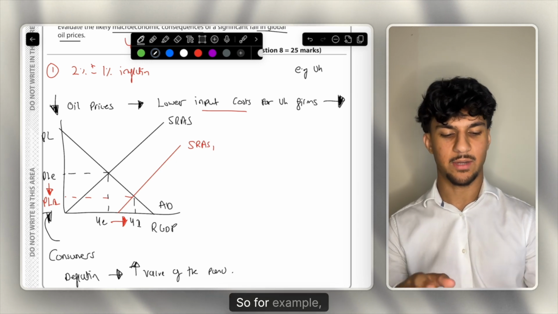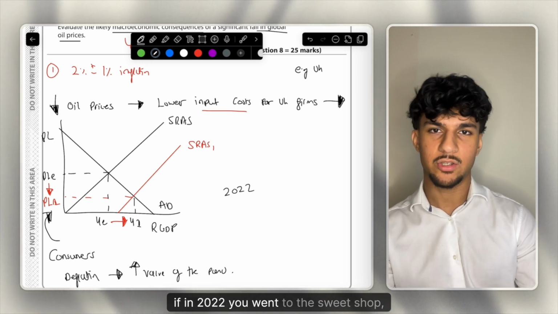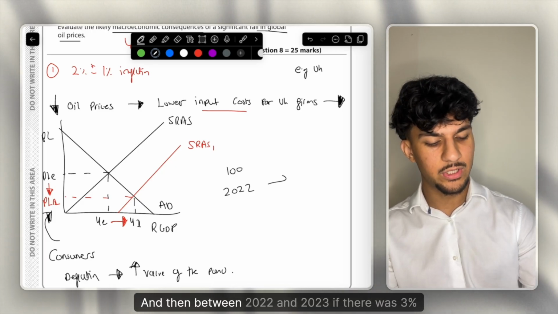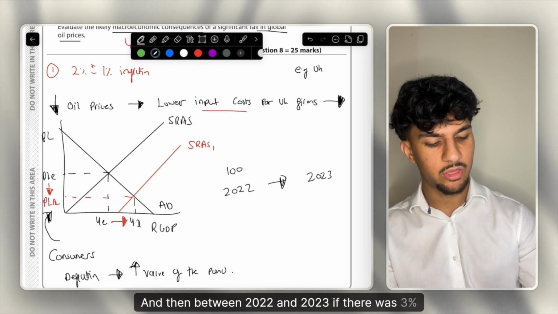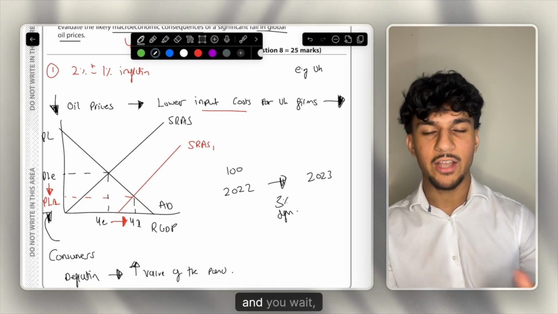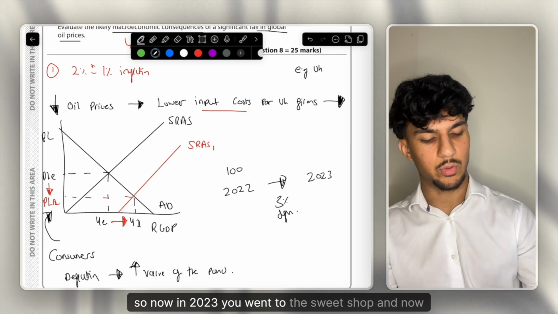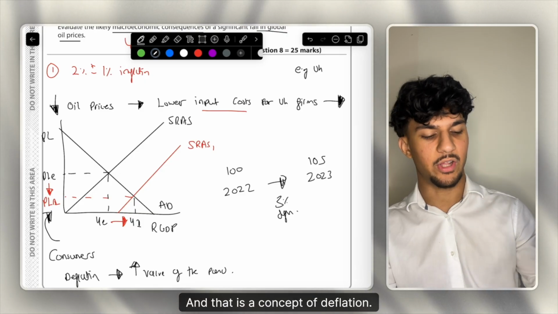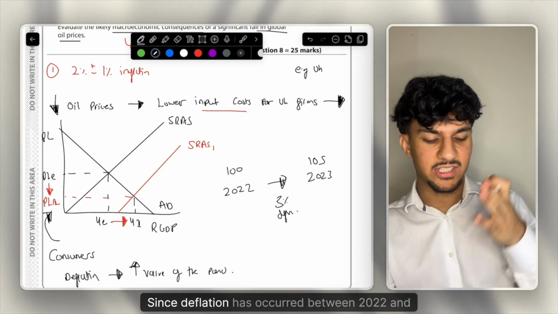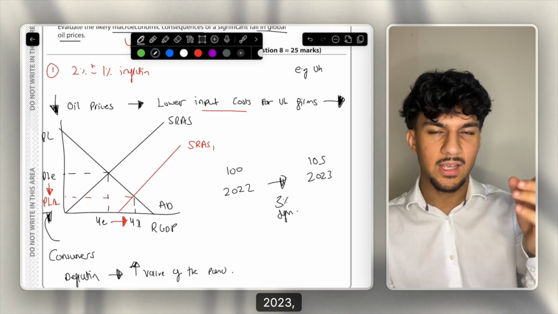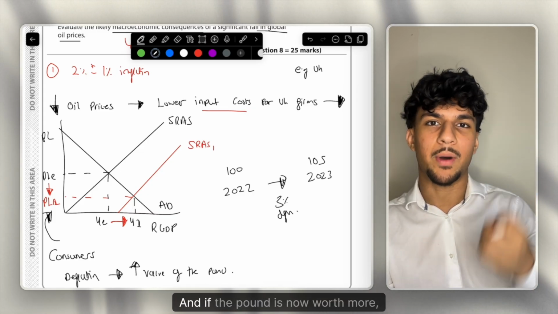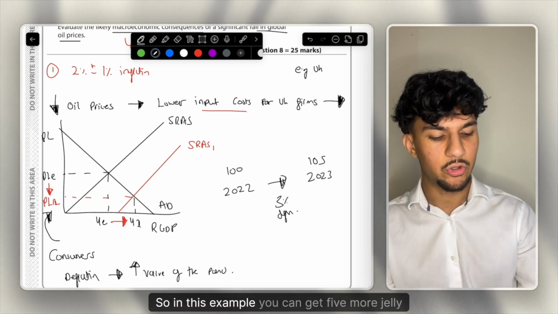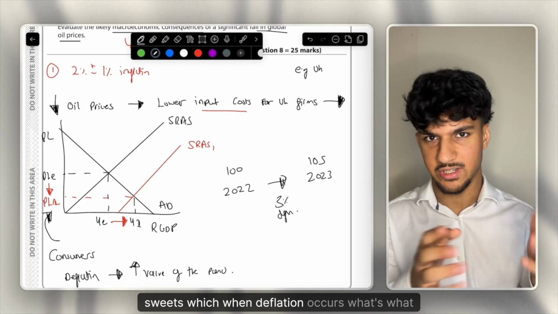goods and services. So for example, if in 2022 you went to the sweet shop, you could buy 100 sweets with £1. And then between 2022 and 2023, if there was 3% deflation, and you went to the sweet shop in 2023, now you can buy 105 jelly sweets. And that is the concept of deflation. Since deflation has occurred between 2022 and 2023, it means that the pound is now worth more. And if the pound is now worth more, it means you can trade it for more goods and services. So in this example, you can get 5 more jelly sweets when deflation occurs.